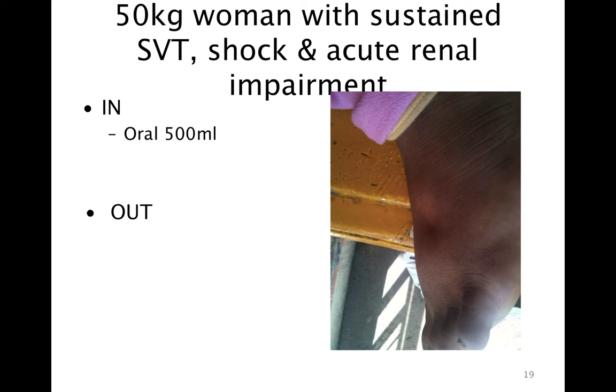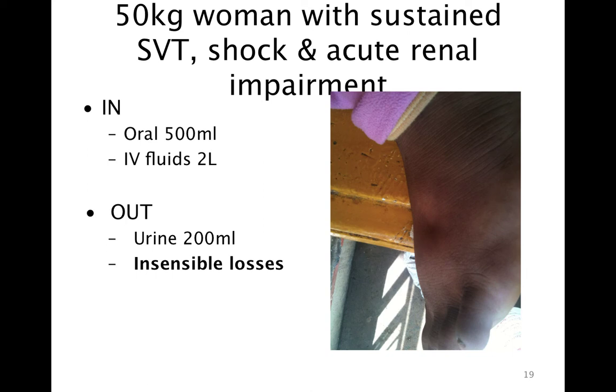500 ml orally, 2 liters of IV fluid. Her urine output has been 200 ml of dark concentrated urine for the last 24 hours. We mustn't forget her insensible losses. Can you calculate her fluid balance?